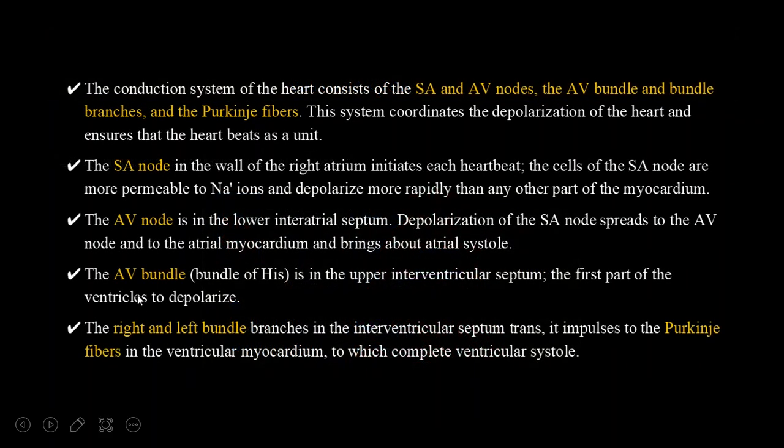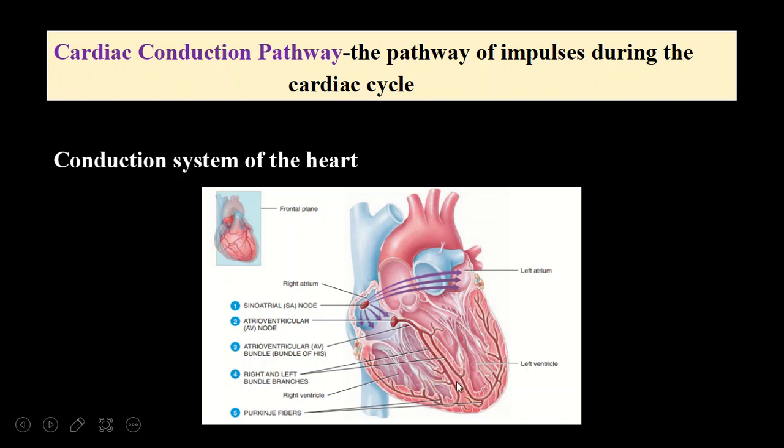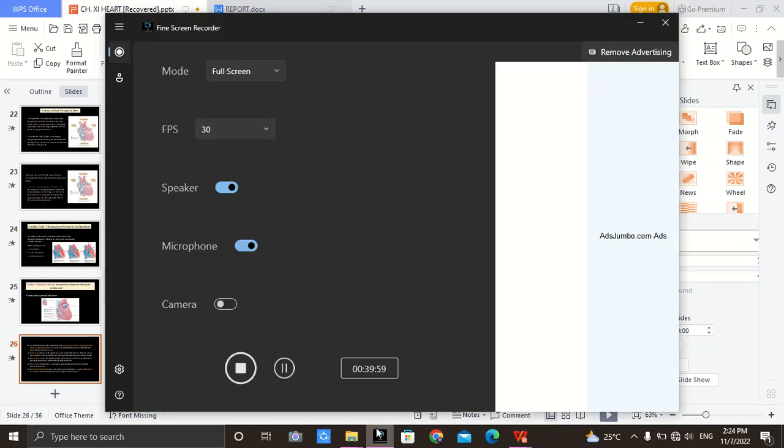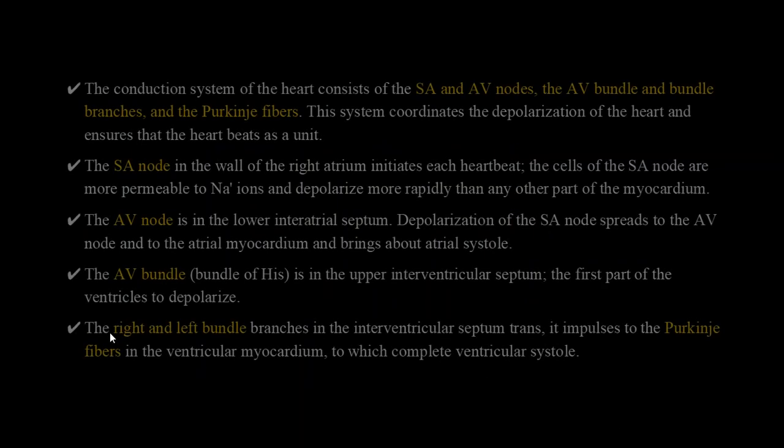And then the AV bundle is in the upper interventricular septum, the first part of the ventricles to depolarize. These are the bundle branches, the right bundle branch and the left bundle branch. They are located in the interventricular septum.